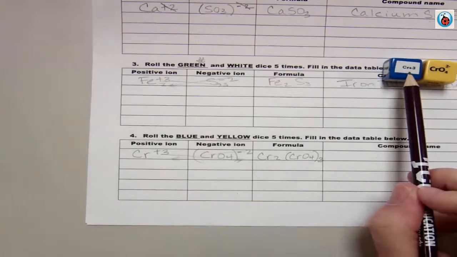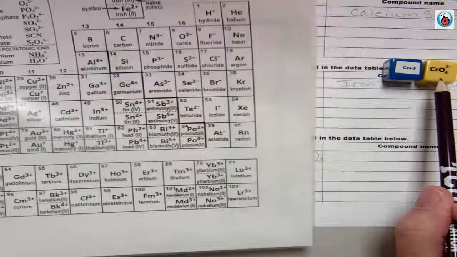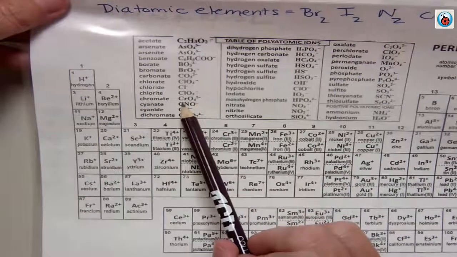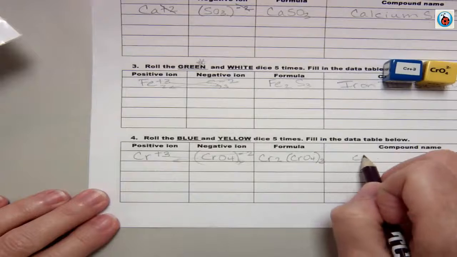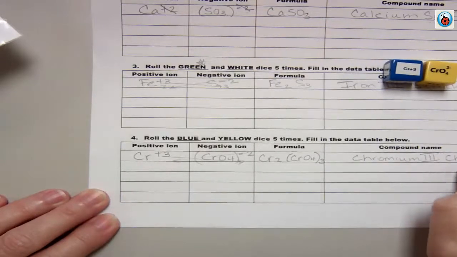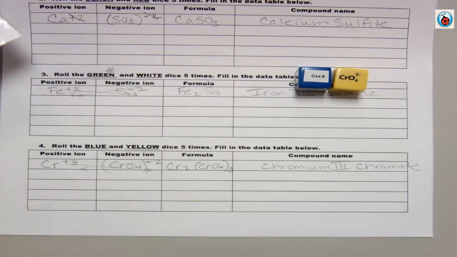Well, we're going to find Cr. Cr is here. Which one do we have? We have the +3, so we've got the chromium 3, and he's with who? CrO4. CrO4 is right here, chromate. So we've got chromium 3 chromate. Chromium, Roman numeral 3, with a chromate. Chromium 3 chromate, okay? So now it's your turn to practice. Let me know if you need help.